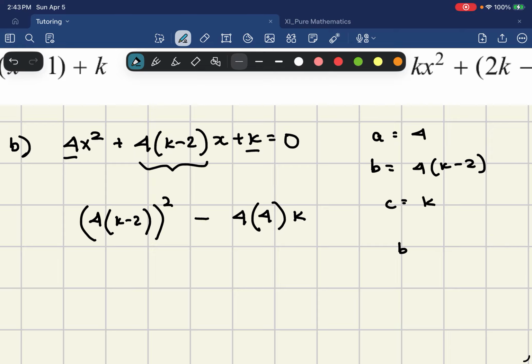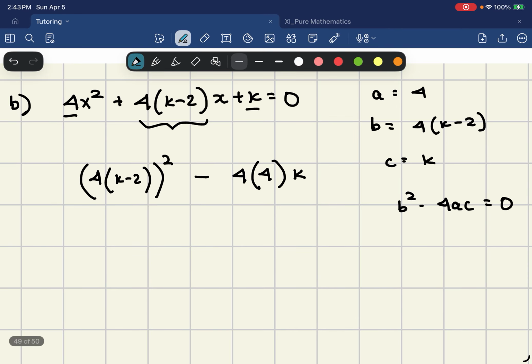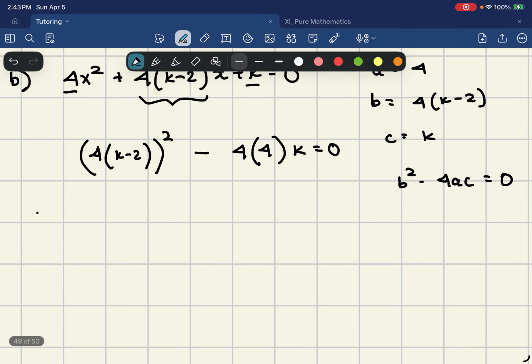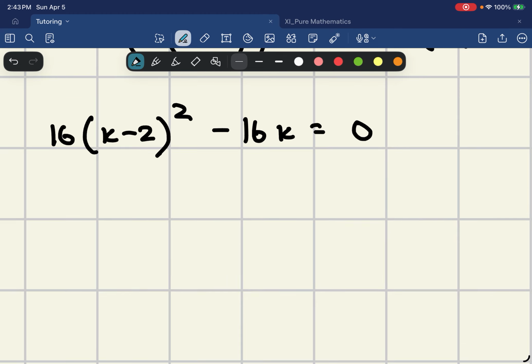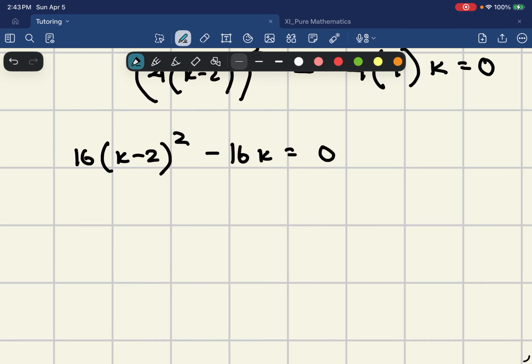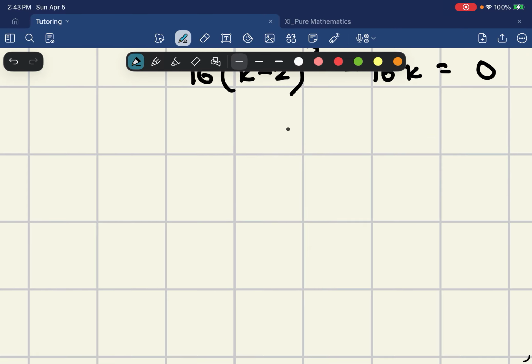And you want to use b squared minus 4ac is equal to 0 because your discriminant has to be 0. So this expression has to equal 0. So 4 squared, that is 16, times k minus 2 squared, minus 16k equals 0. Right? And now you can solve this equation.